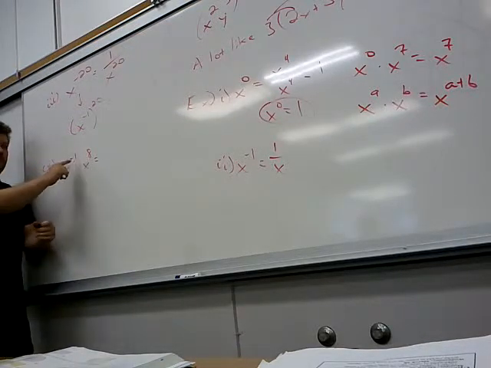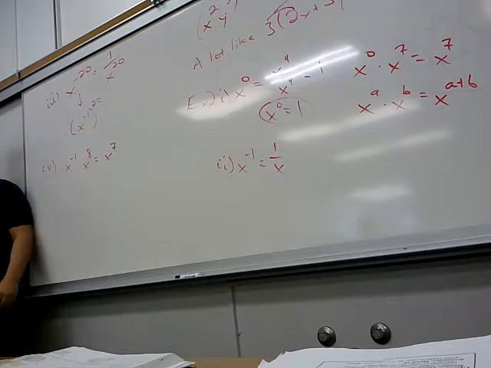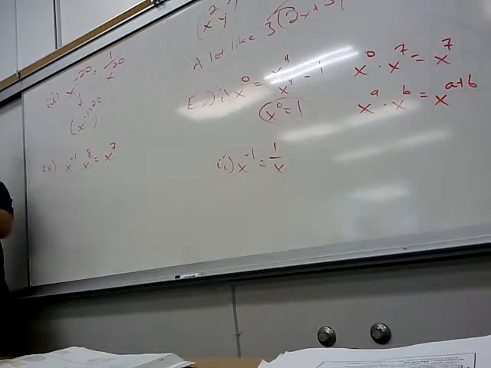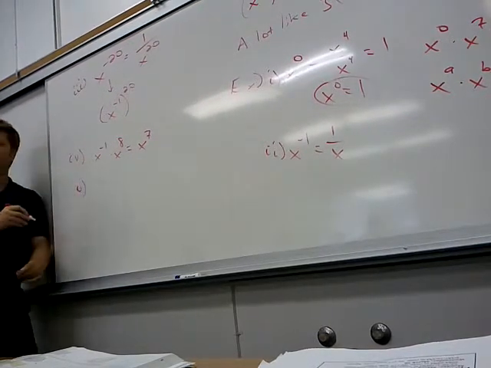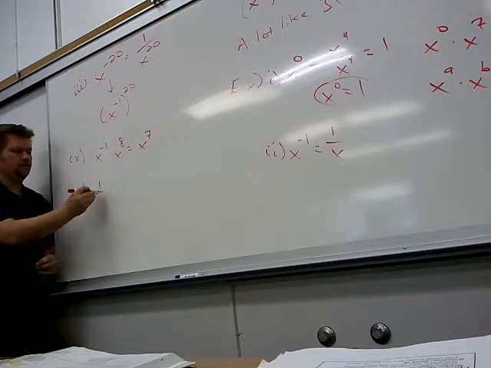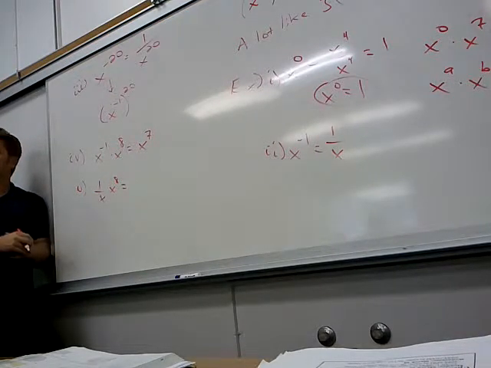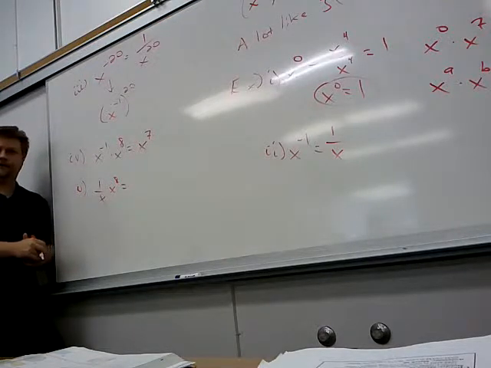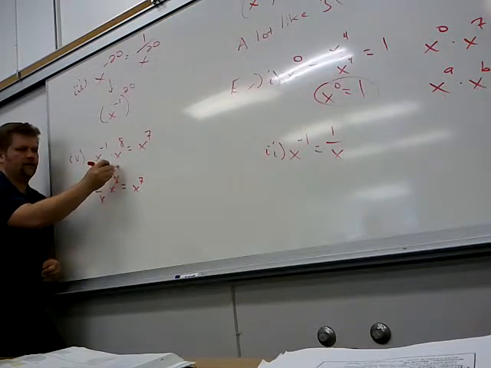So what would this be? x to the 7? Yeah, because negative 1 plus 8 is 7. Now watch this. On a totally unrelated note, not really, what is 1 over x times x to the 8th? How many x's cancel? Just 1. How many are left? 7. So you guys see that? 1 x cancels, so you're left with 7 of them.